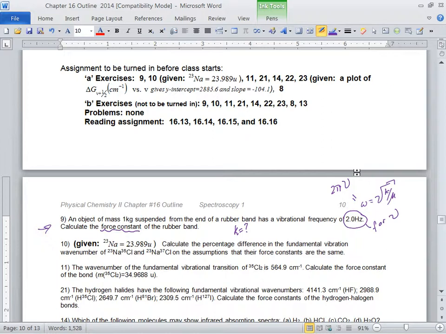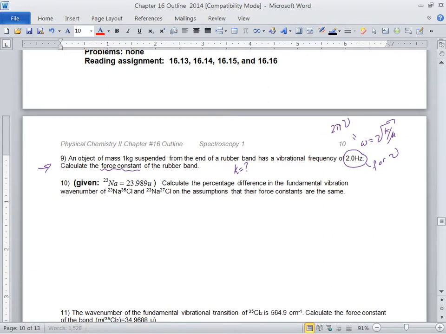So all you do is solve for k, right? Everything's even in the right units. You okay with that one? Jeff, are you good? Okay, let's go on to this one. Now we need some space.